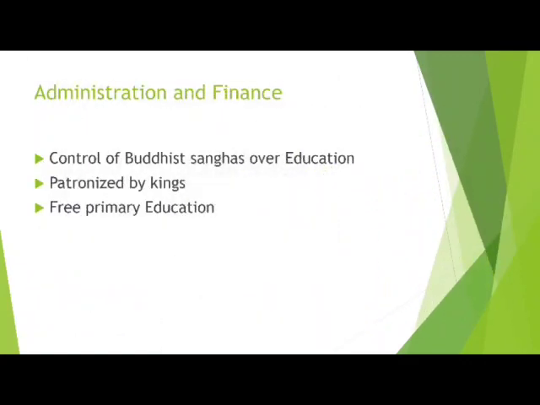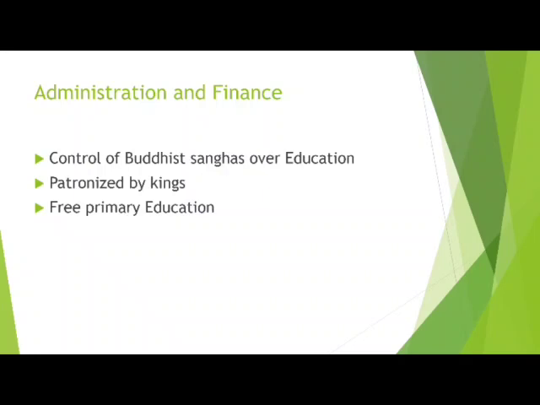First one, administration and finance. In administration and finance, three facts need to be mentioned. First one, control of the Buddhist Sangha over education. This education was controlled by the Buddhist Sangha and not by individuals.